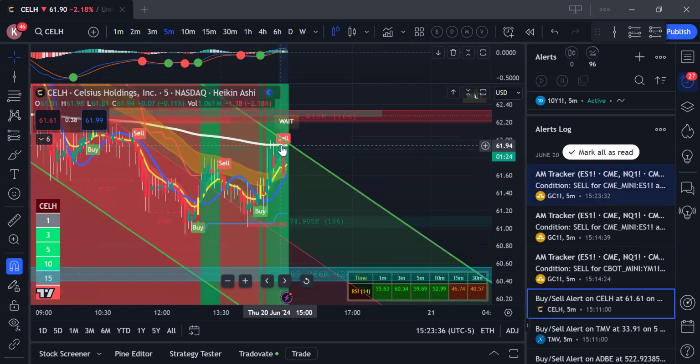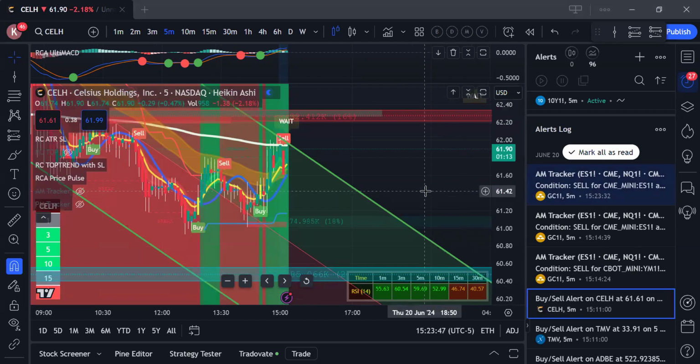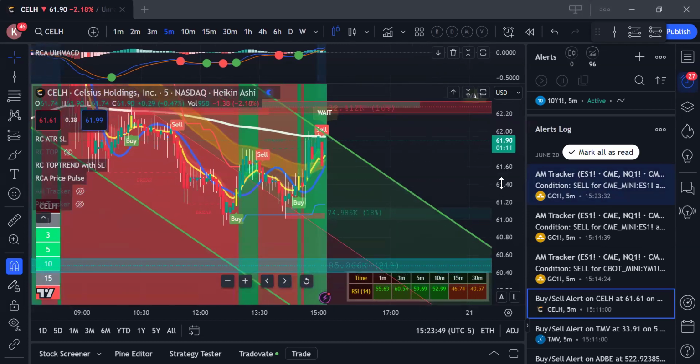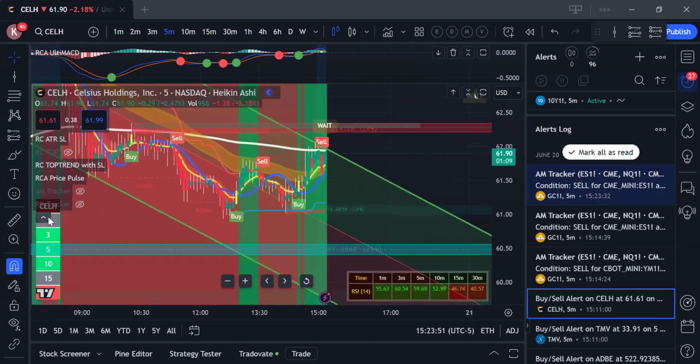So it gave a sell signal, but it gave a wait. So why do you think it is asking you to wait?